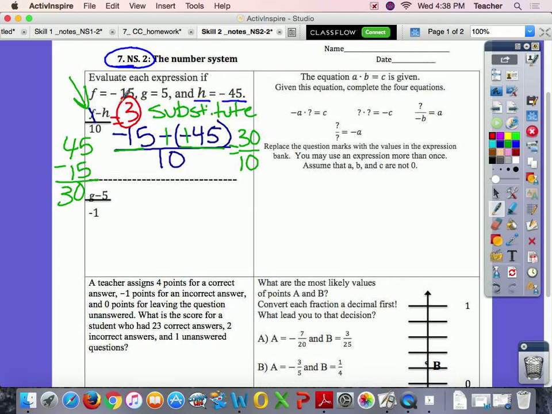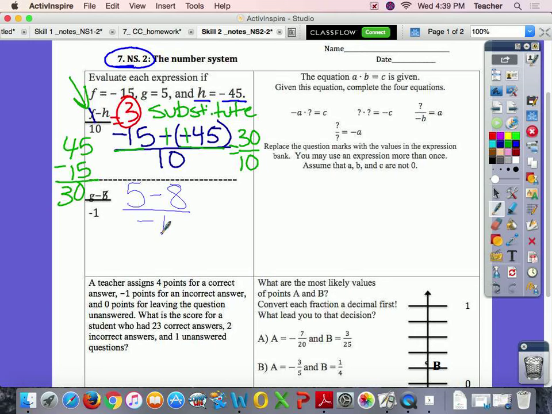So let's try the next one. I'm going to try to make this one a little harder for you. So what I want you to do is where this says g minus 5, I want you to make this 5 into an 8. And then we're going to try this problem. I think you can handle it. So let's start with substitution. We have g, which is 5, minus 8 divided by a negative 1.